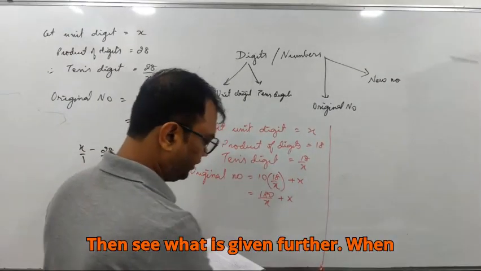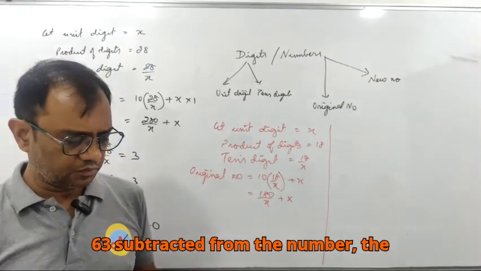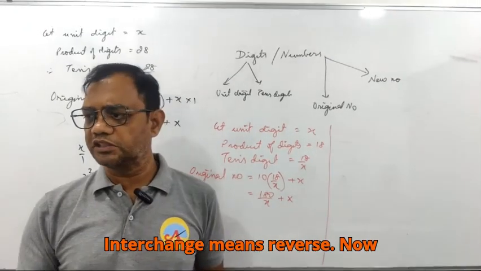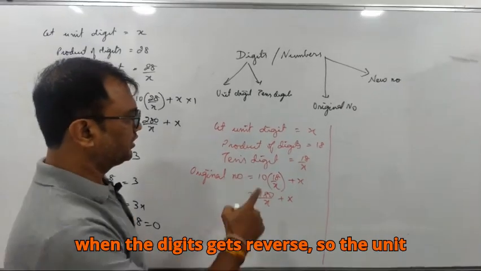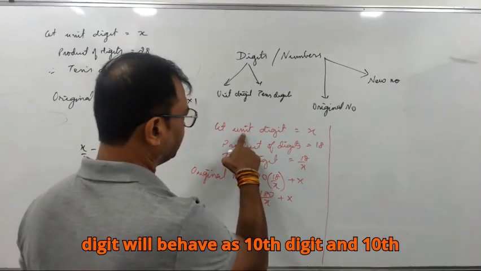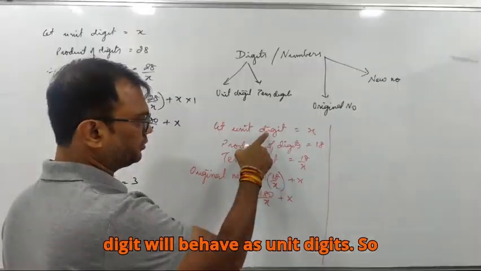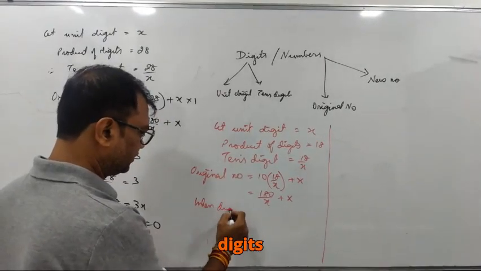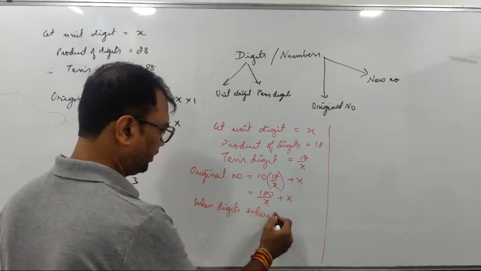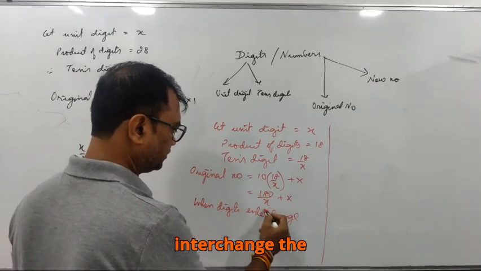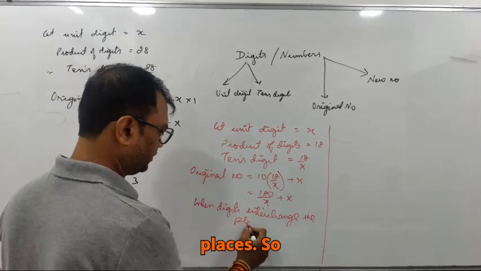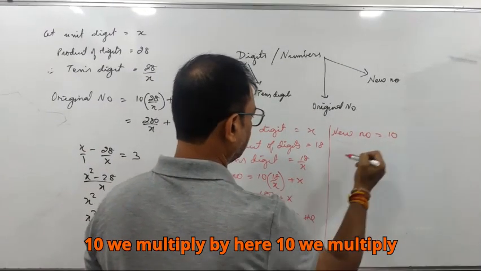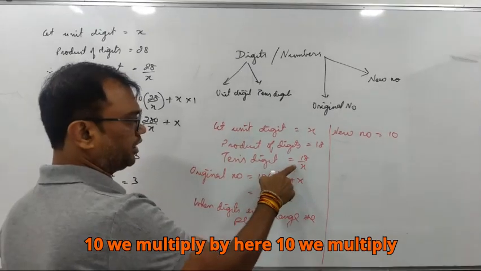Then see what is given further. When 63 is subtracted from the number, the digits interchange their places. Interchange means reverse. Now when the digits get reversed, the unit digit will behave as the tens digit and the tens digit will behave as the unit digit. So when the digits interchange places, what will be the new number?